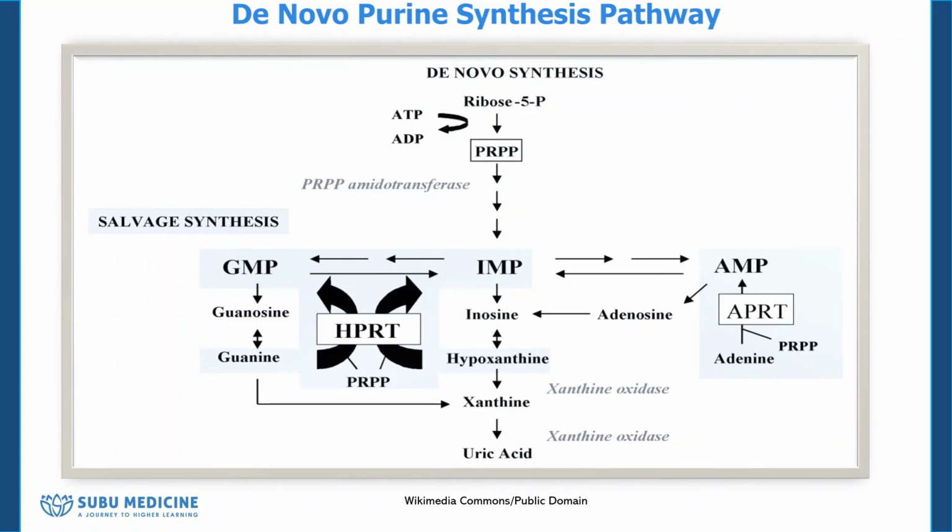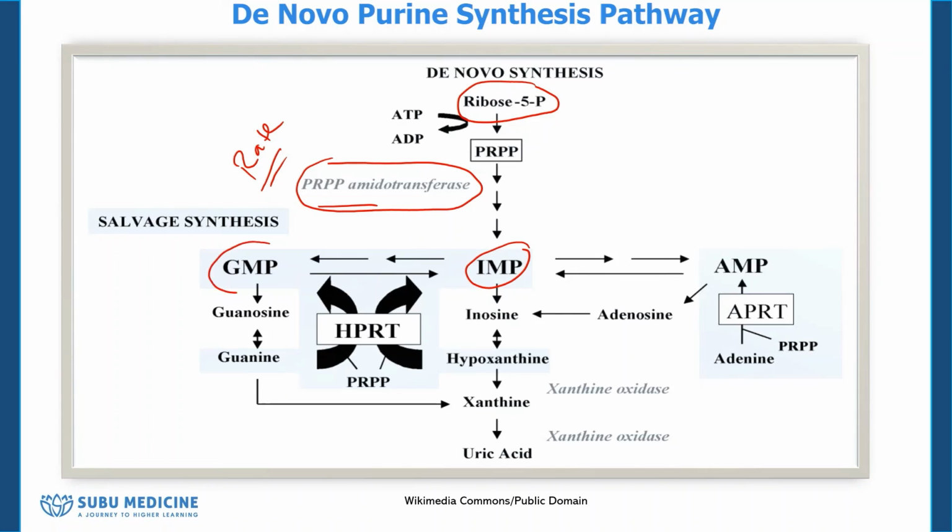So let's do a quick recap on the de novo purine synthesis. Remember, we start from ribose 5-phosphate, and then we make something called PRPP. We also talked about this enzyme, which plays a very, very important role. It's sort of the rate limiting step of this purine synthesis, so make sure you know. And then we talked about how we synthesize IMP, and from there we can synthesize GMP and then AMP. Up to here we have done that.